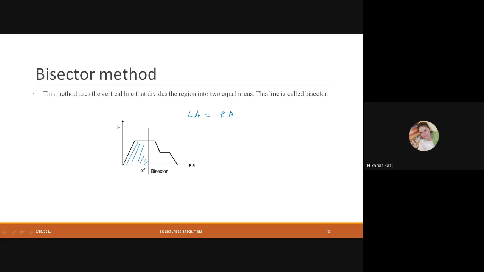You need to integrate this. You want to find this area. So from this to this, let that be x star. Suppose this is A and this is B. From A to x star, you find the area, that is the left area. That means this is the equation of this line. You have to break it up again. And from x star to B, you find the right area.